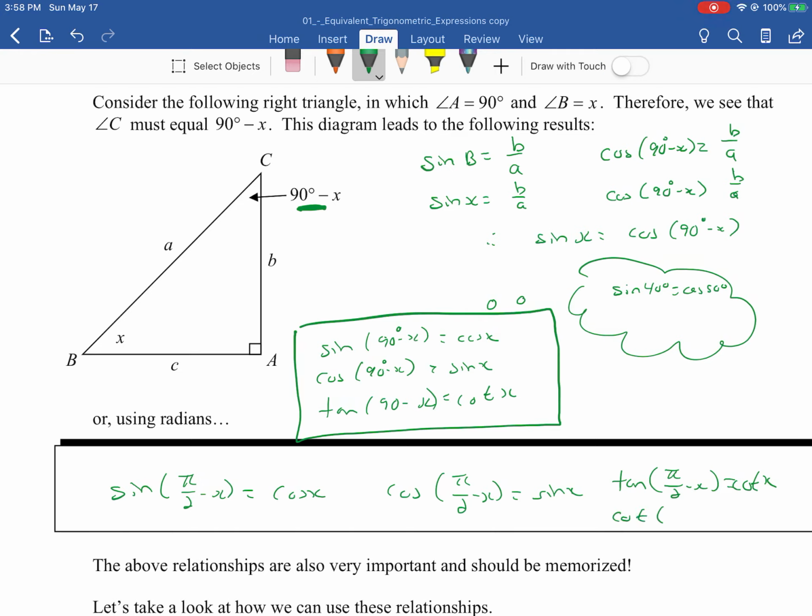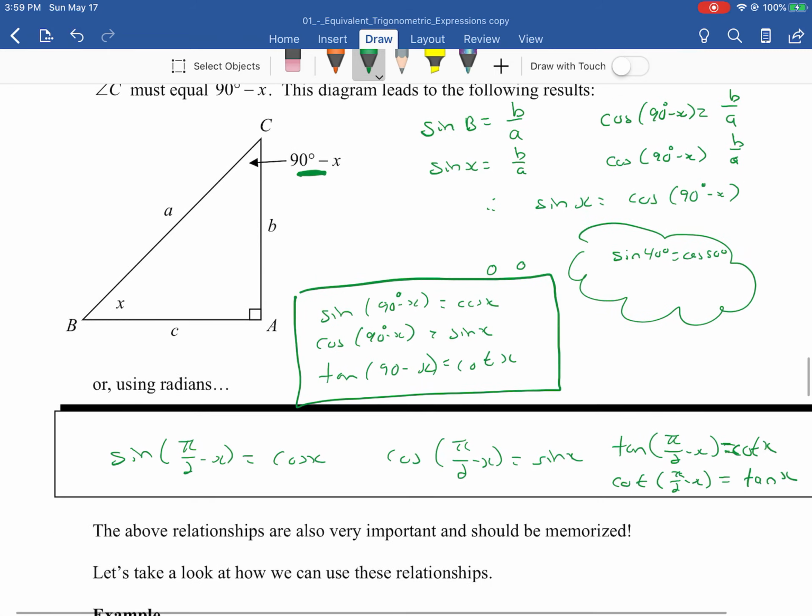I'm going to add one more, is that tan and cotan sort of go back and forth here. So cotan of pi over 2 minus x is equal to tan of x. You can go back and forth with tan and cotan. That might be clear, but maybe not.